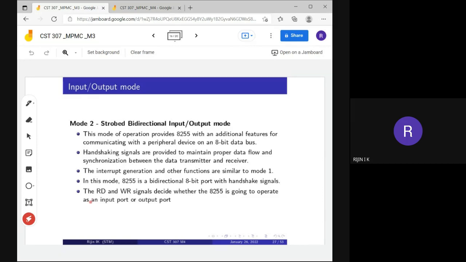The RD and WR signals decide whether the 8255 is going to operate in input mode or output mode. Based on the value of the read signal and write signal, it will decide whether it has to operate in input mode or output mode. So that is mode 2.